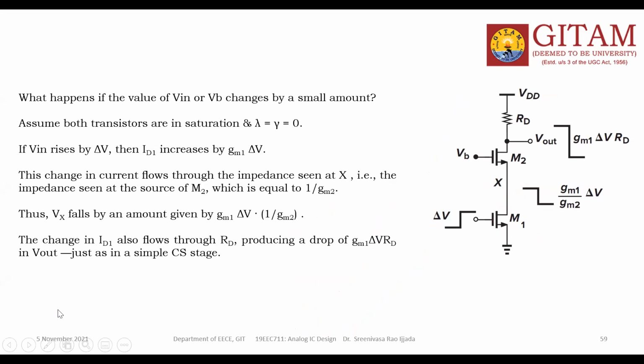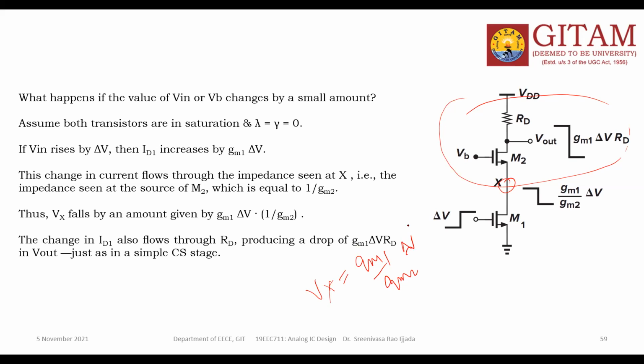Next, the change in ID1 also flows to the RD, producing a drop of gm1 delta V RD in the output. What I told you, here is some voltage change that we already calculated. The change at the node X value, simply I can write Vx is nothing but gm1 by gm2 into delta V.